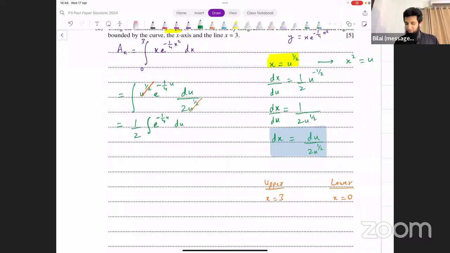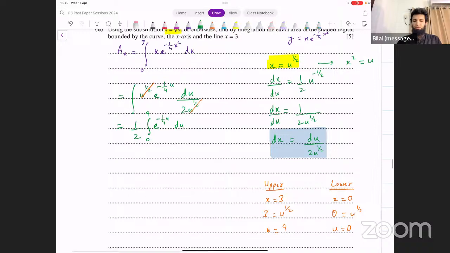So it becomes 3 equals u raised to power 1 over 2, or 0 equals u raised to power 1 over 2. Right? So in place of x, we input 3 once and then we input 0 once. What are the corresponding values of u that we get? u equals 9 or u equals 0. So the limits for u are going to be 0 to 9. So the limits are going to be changed to 0 and 9 here. Okay? When you do the substitution.